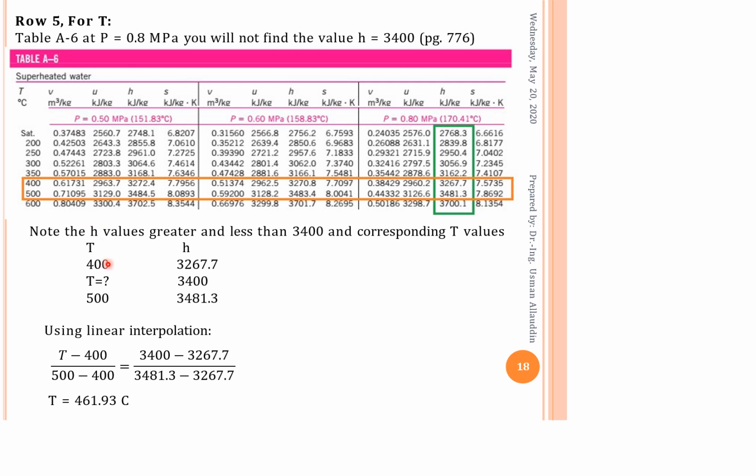For example, if we need to find the value of something in between them, then we would have used the V. But here we need to find the temperature, and here we have three values. The one that we need to find, the one that is above that, which is 3267, and the one that is below that, which is 3481.3. So we have these three values, and now we can easily find our temperature value.